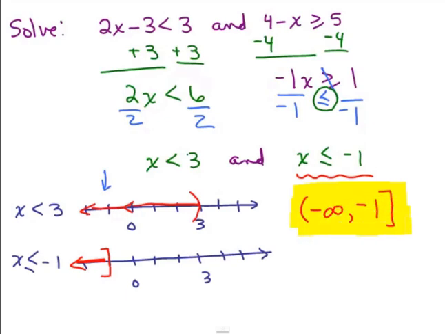Now if you were going to graph it, that's the graph of the solution, right? Because it happens to be that x less than or equal to negative 1 is also the solution, even though it was just one of the pieces of the compound inequality.